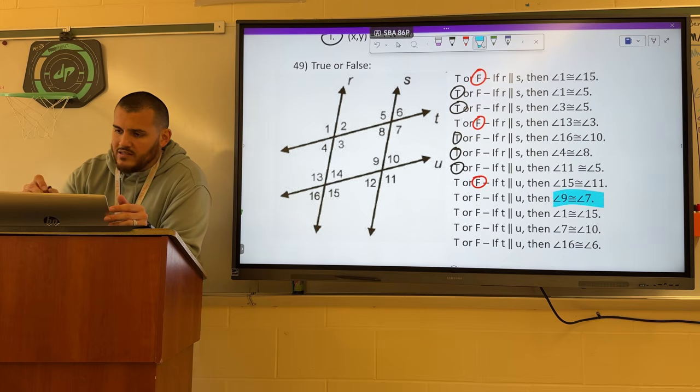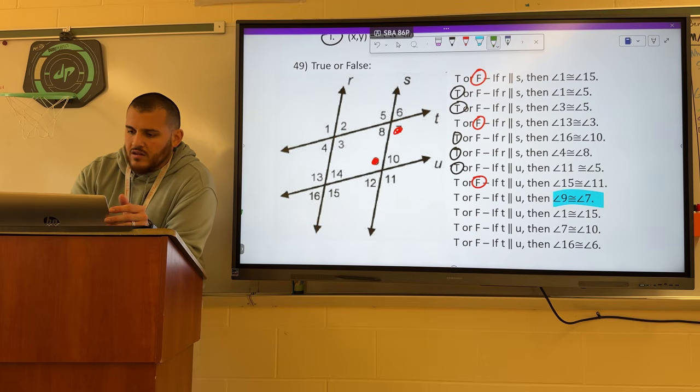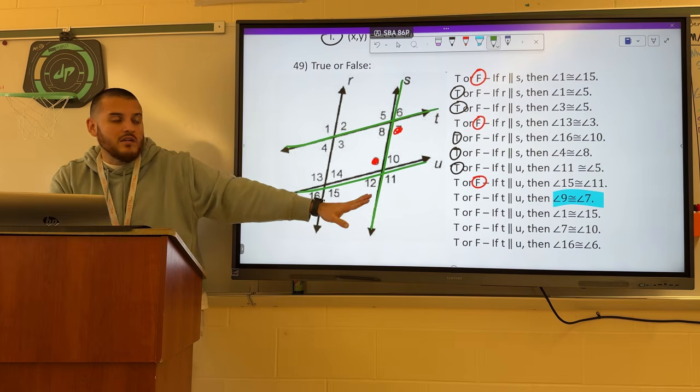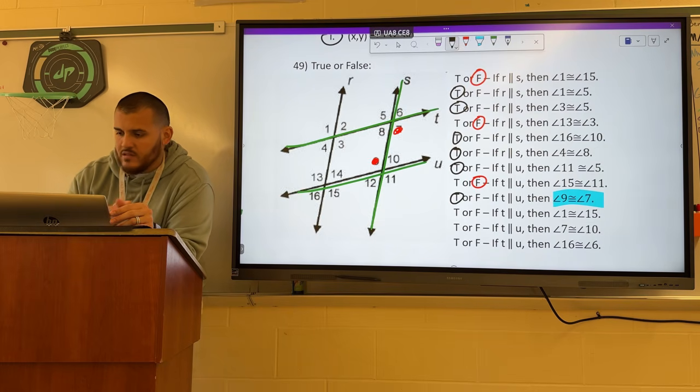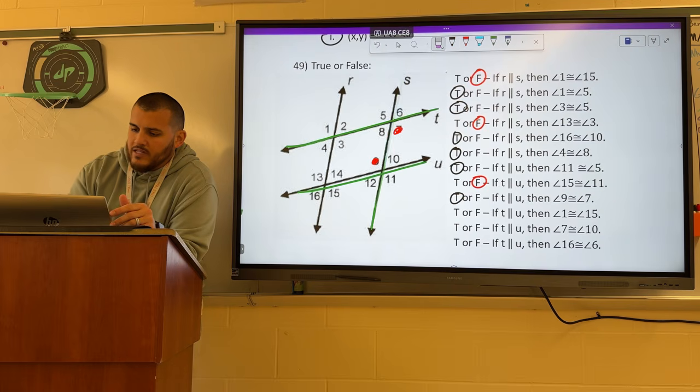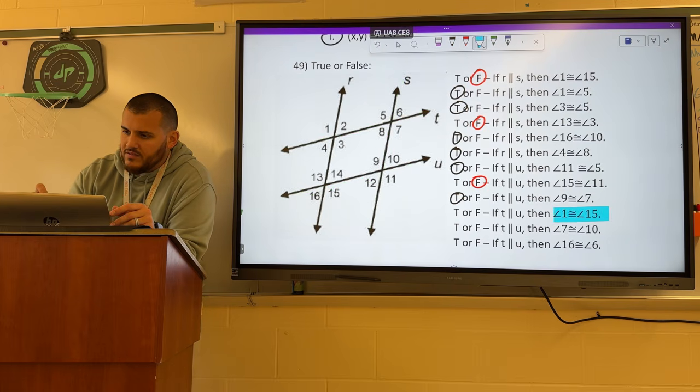Next, we have 9 and 7. 9 is here, 7 is here. Those are alternate interior angles on these lines. T parallel to U gives me congruent alternate interior angles, which is exactly what that statement says. That one's true. Next one, we have 1 and 15.